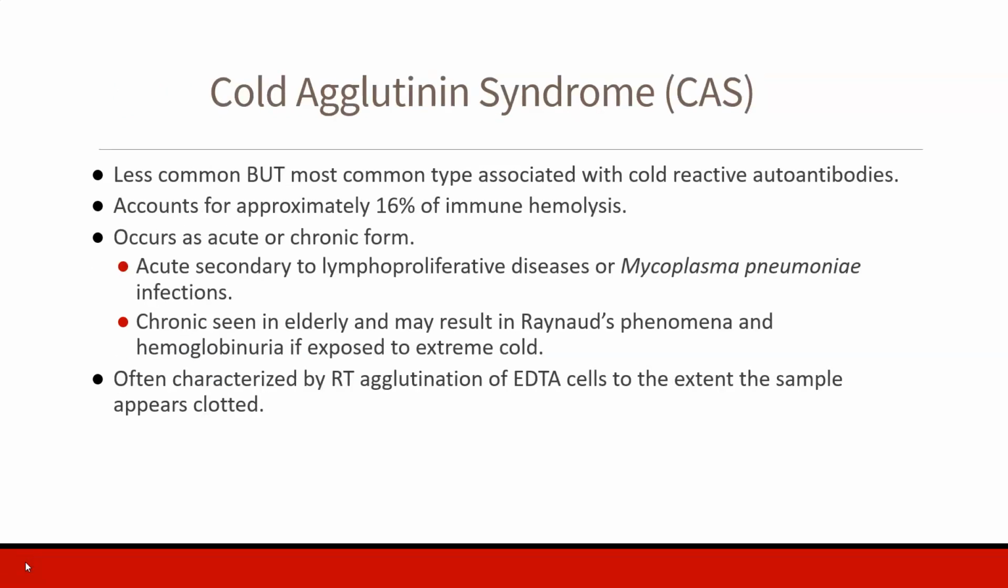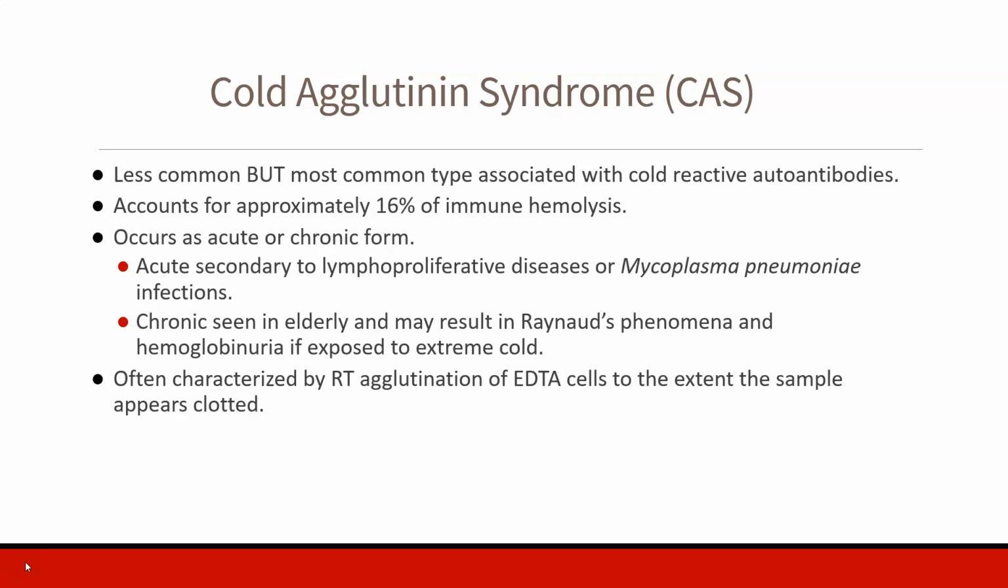Cold agglutinin syndrome, CAS, this is less common, but it's the most common type associated with cold reactive autoantibodies. It accounts for approximately 16% of immune hemolysis, and it can occur as either an acute or chronic form. The acute form is secondary to lymphoproliferative diseases or Mycoplasma pneumoniae infections. I want you to remember that. We talked about this before in serology. The chronic is seen in elderly and may result in Raynaud's phenomena and hemoglobinuria if exposed to the extreme cold.